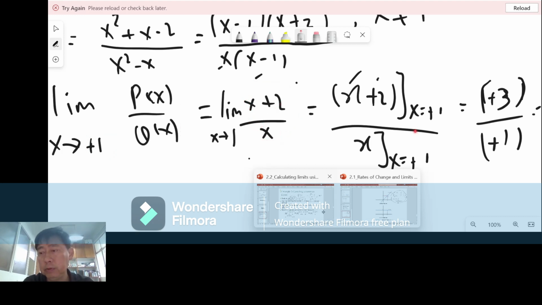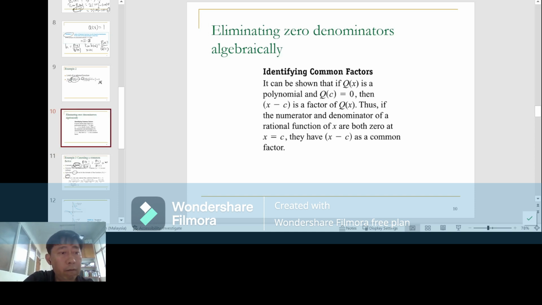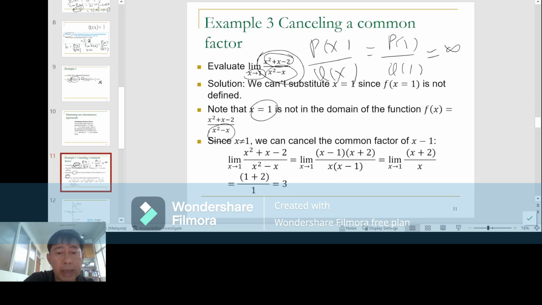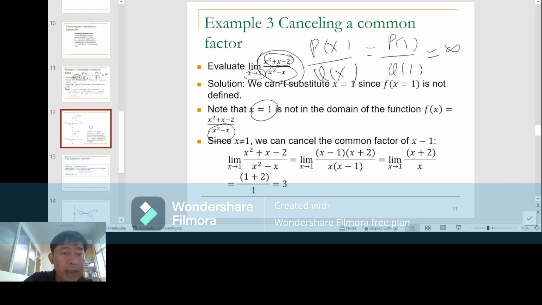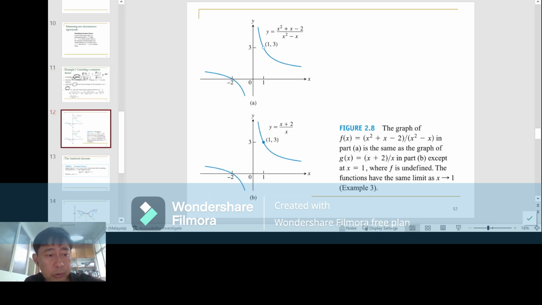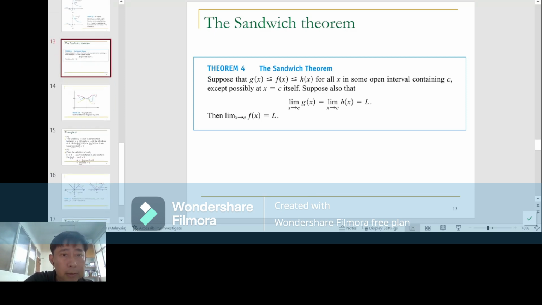Then this will give you the answer for the limit. Okay, so it's a very simple demonstration of the applications of example number 3, right? So before you can substitute straightforwardly the values of x into the p and q, you have to make sure that this kind of situation does not occur. Okay, so that is the demonstration of example 3.